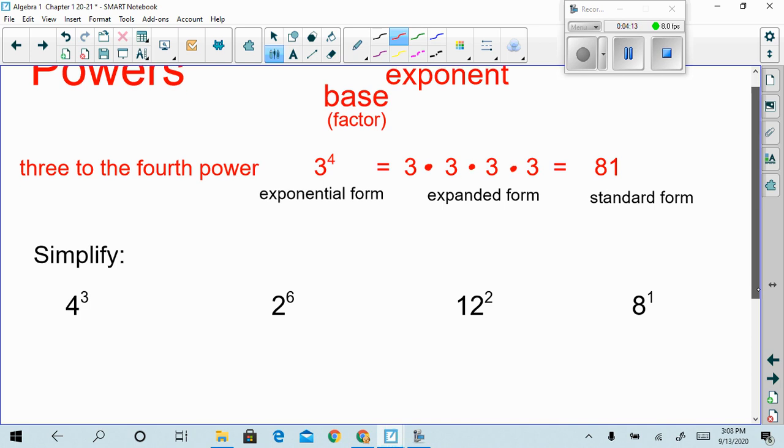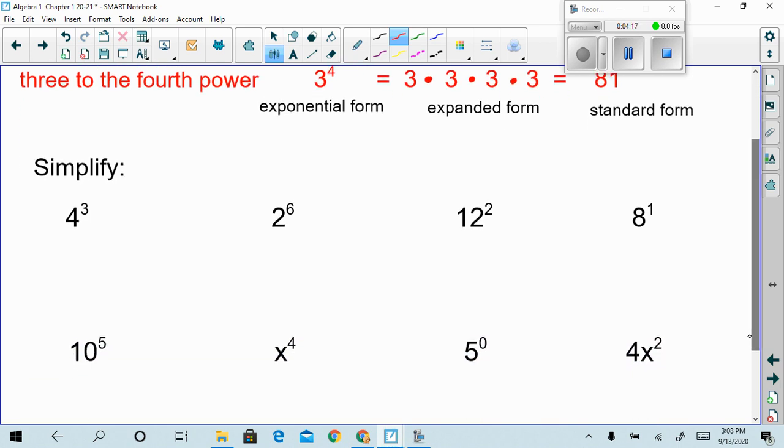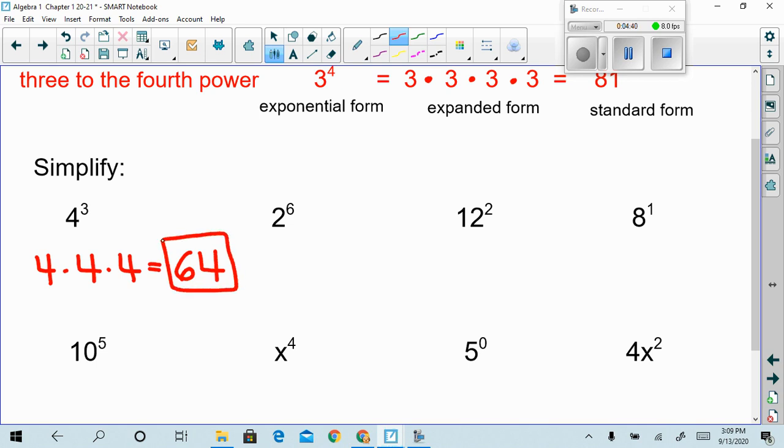Let's evaluate or simplify these next few problems. Go ahead and try them, pause the video, and check back with me to see how you did. Let's see, time to check. In this first one, I'm going to expand it to 4 times 4 times 4. Well, 4 times 4 is 16, and 16 times 4 is 64. I'm writing both the expanded as well as the standard form.